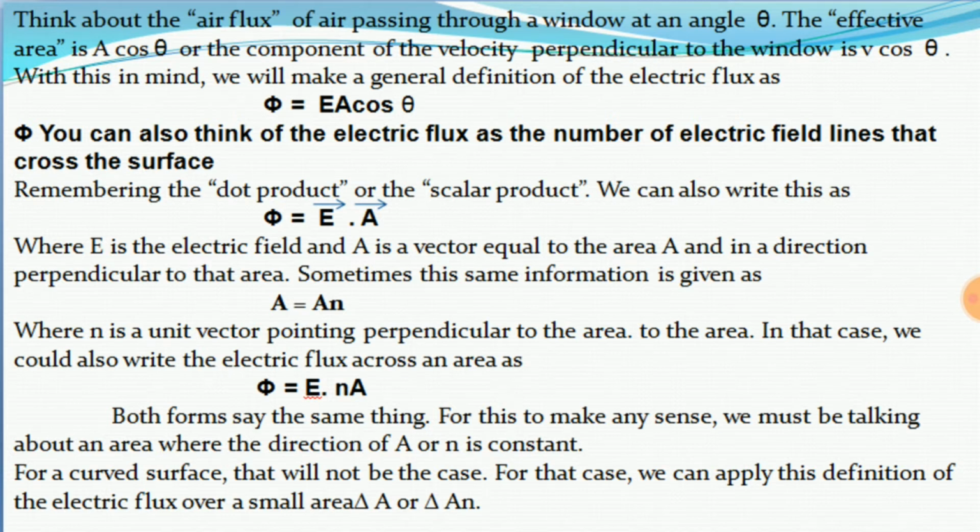Sometimes this same information is given as A is equals to A into small n, where n is a unit vector perpendicular to the area. In fact, we could also write the electric flux across an area as phi is equals to E dot nA. Both forms say the same things. For this to make any sense, we must be talking about an area where the direction of capital A or n is constant. For a curved surface, that will not be the case.